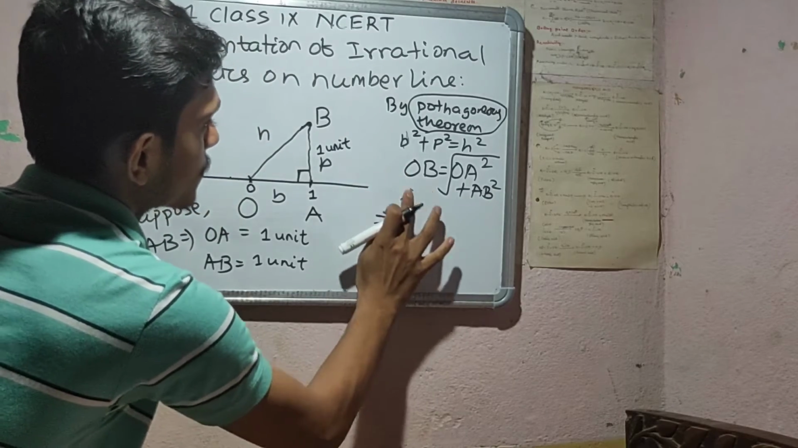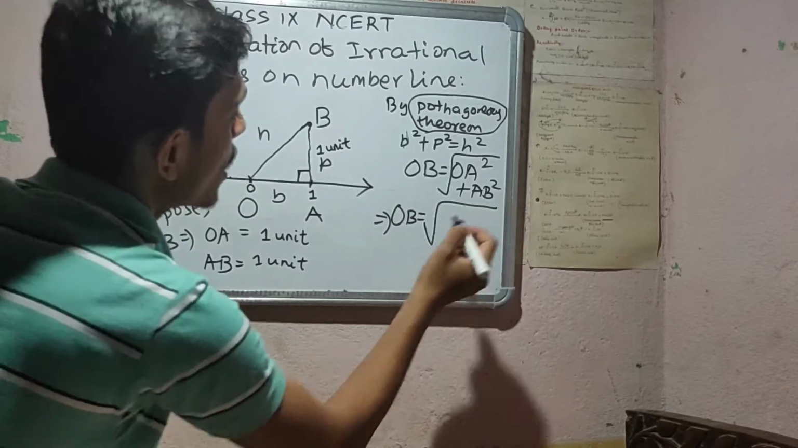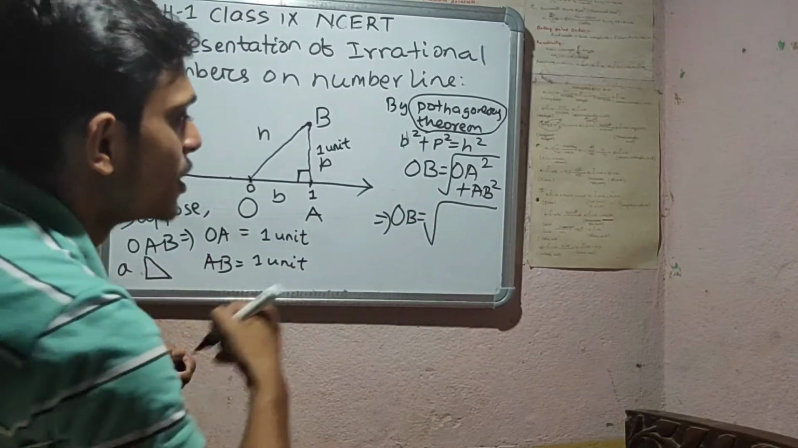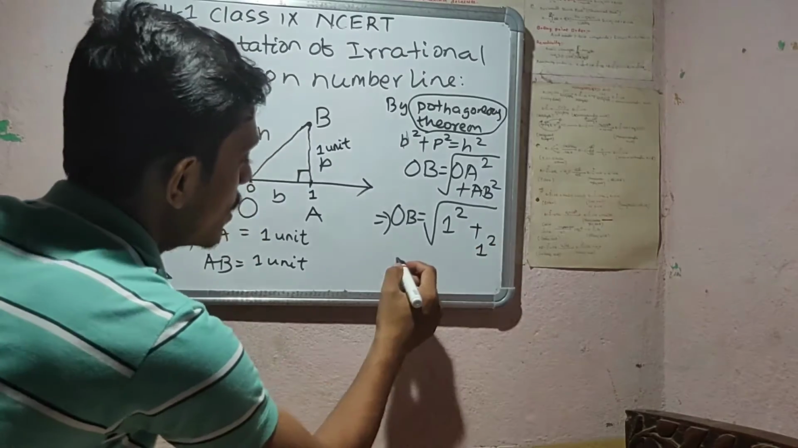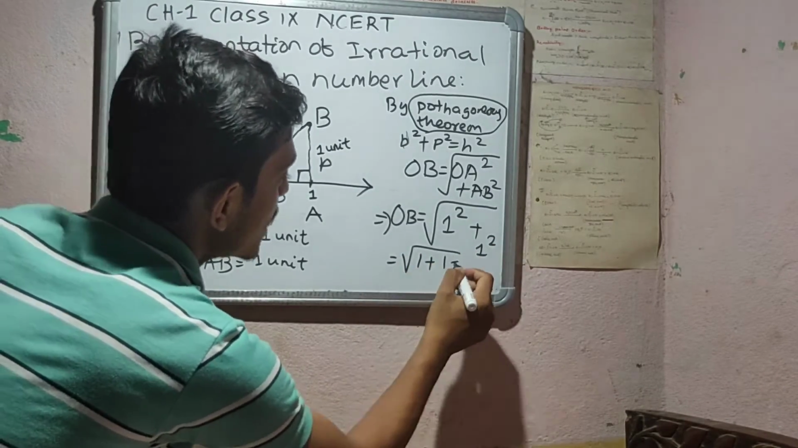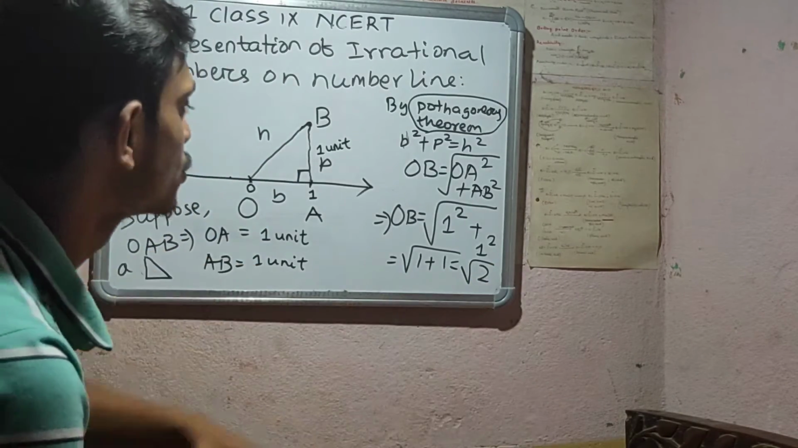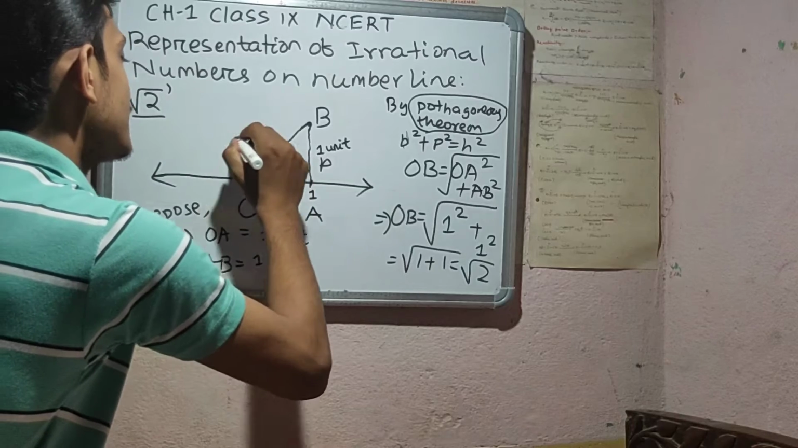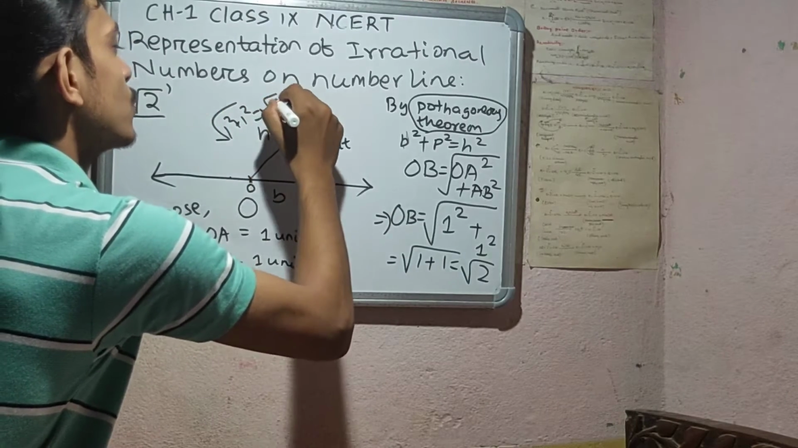So OB equals the square root of OA square plus AB square. OA is 1 unit, so 1 square plus AB square is also 1 square. So 1 square is 1, plus 1 square is 1. So how much is that? That is root 2, the square root of 2. So this length is 1 square plus 1 square, that is the square root of 2.